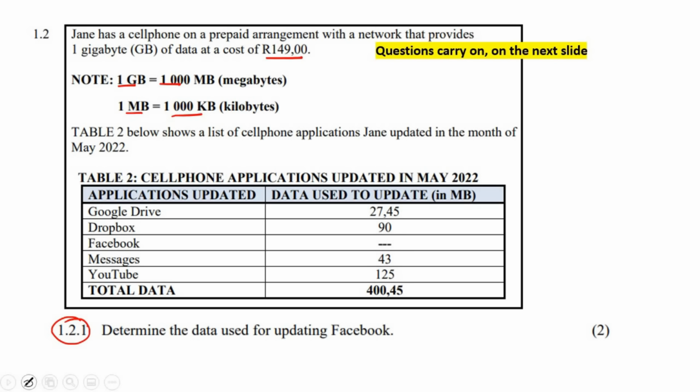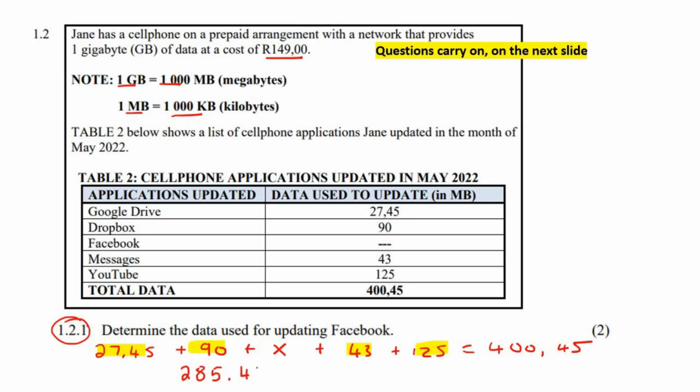Because we know that the 27,45 plus the 90 plus the Facebook, which I'll just call X, plus the 43 plus the 125, if you add all of that together, it's supposed to give you 400,45. Now it just becomes a mathematical thing. There's different ways you could do this. I'm just going to type those 4 numbers on my calculator, and that gives us 285.45.